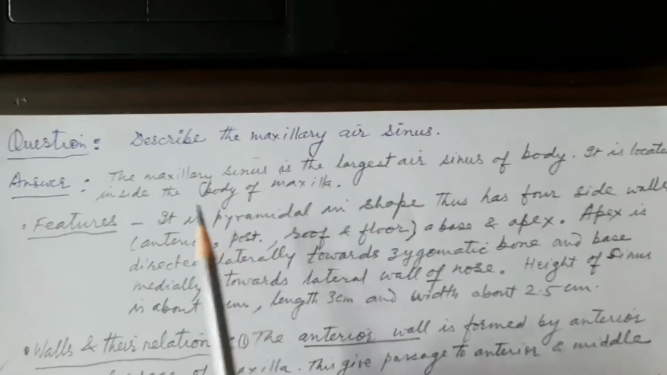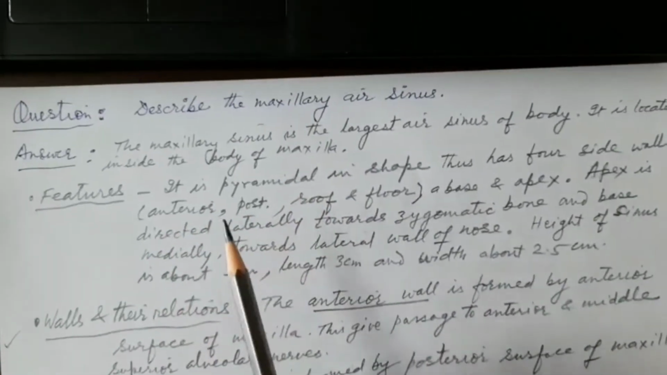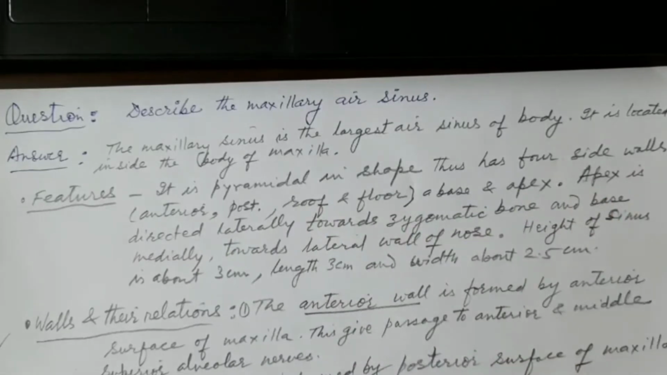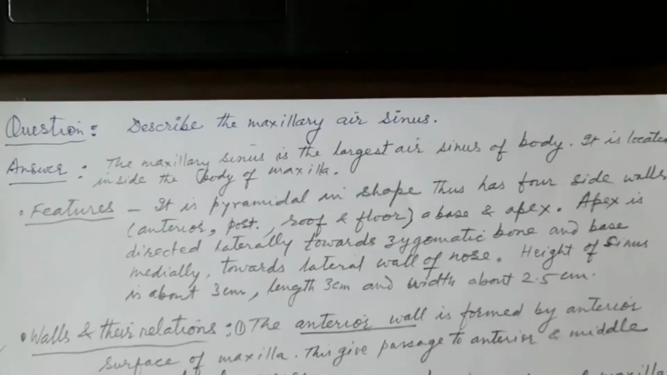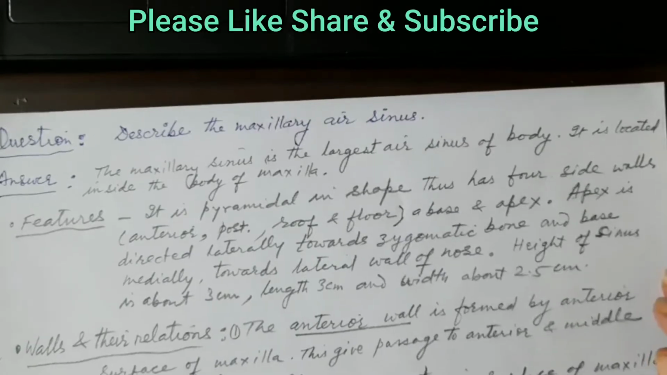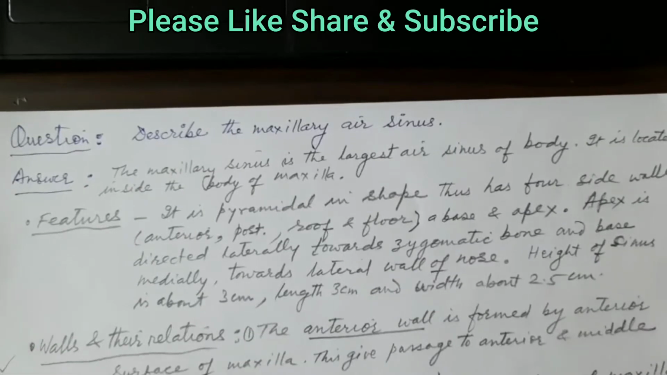Okay, so the question is, describe the maxillary air sinus. You can begin the answer like this. The maxillary sinus is the largest air sinus of the body. It is located inside the body of the maxilla. So if you have read the maxillary bone, then it will be easier for you to understand this maxillary air sinus. Now the features of this sinus.